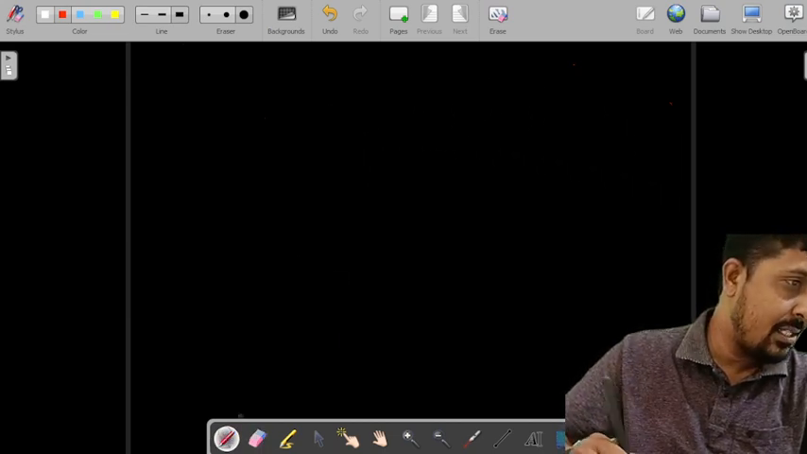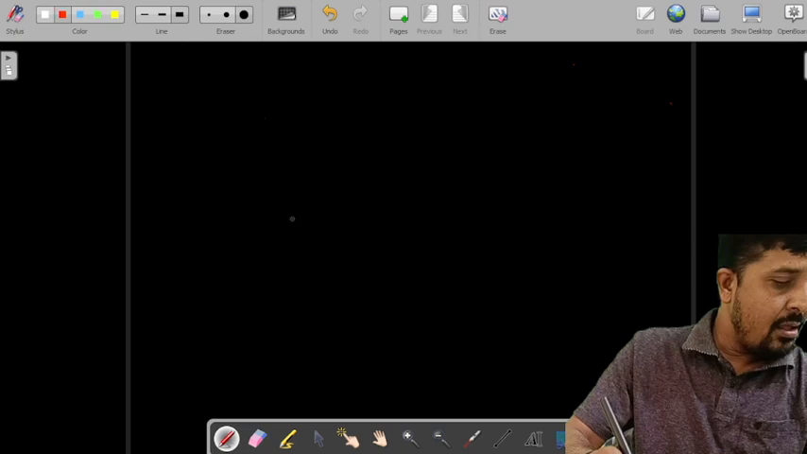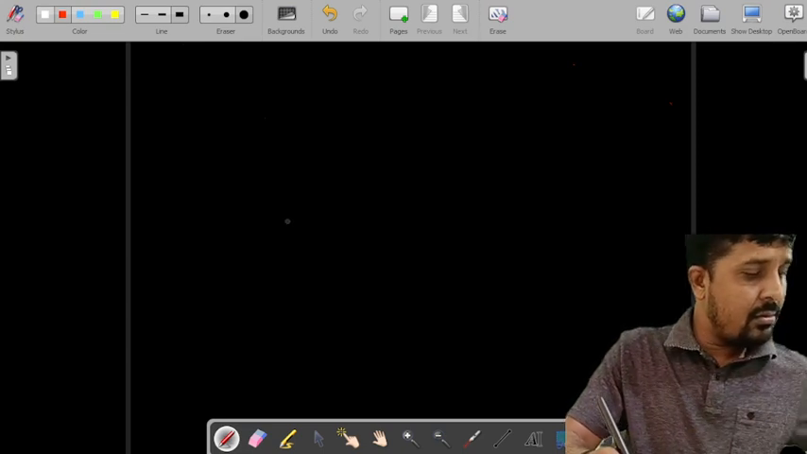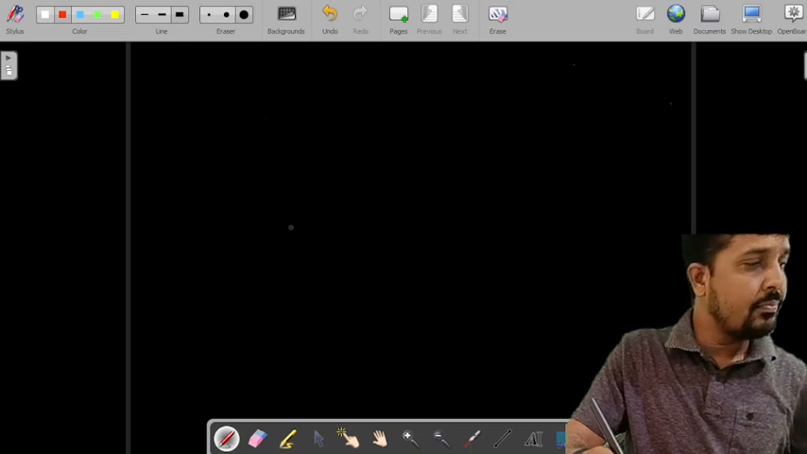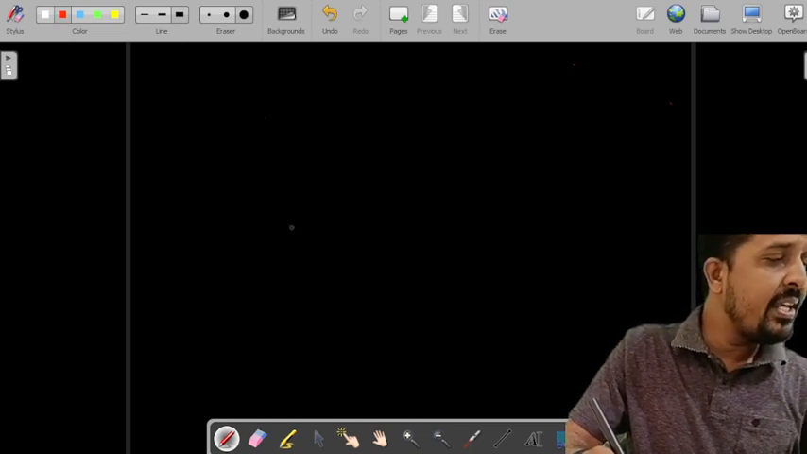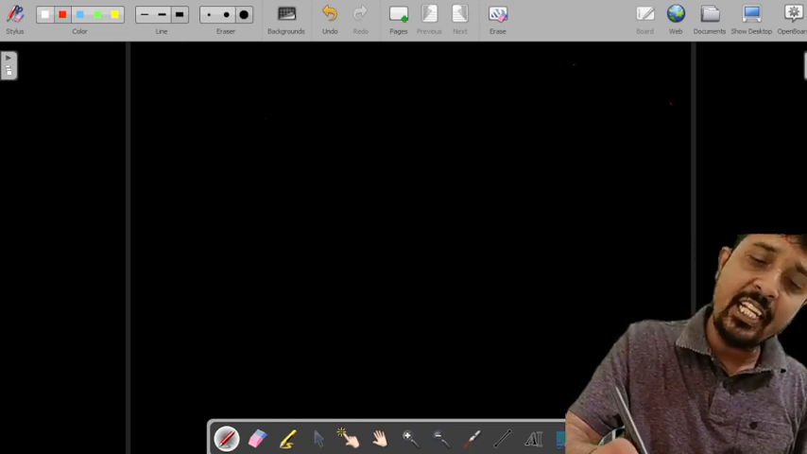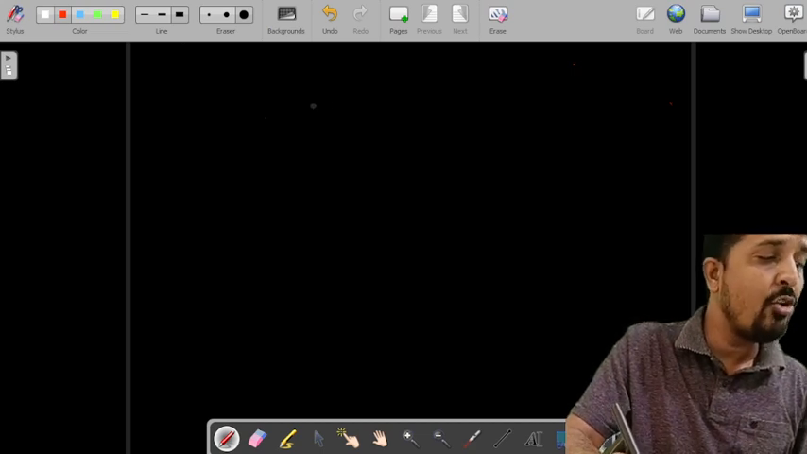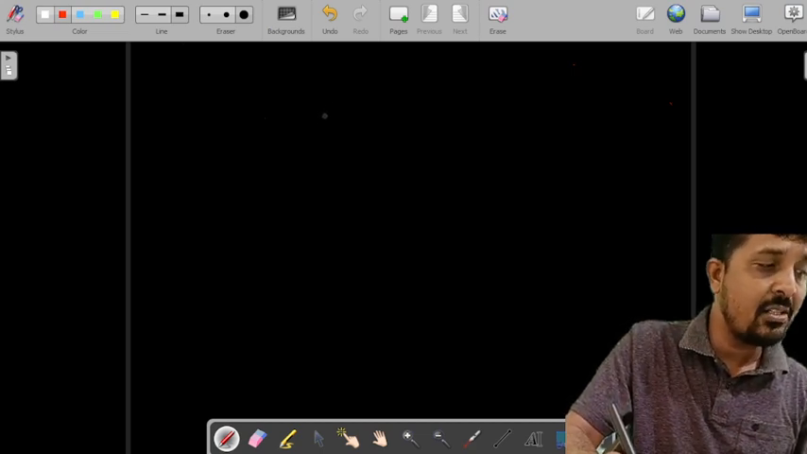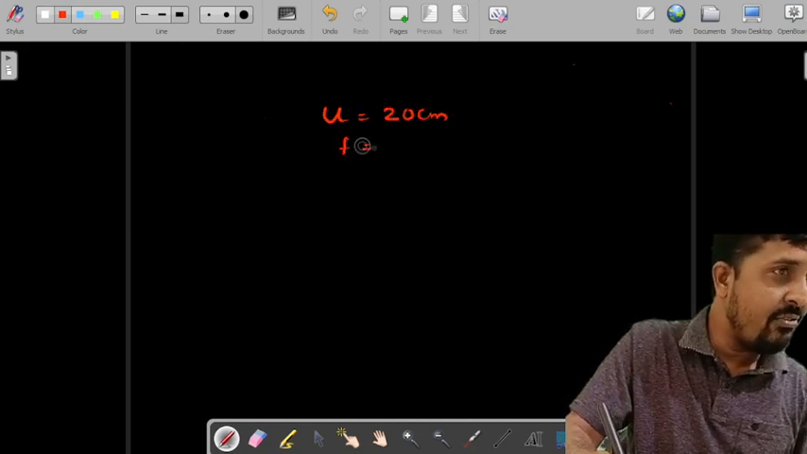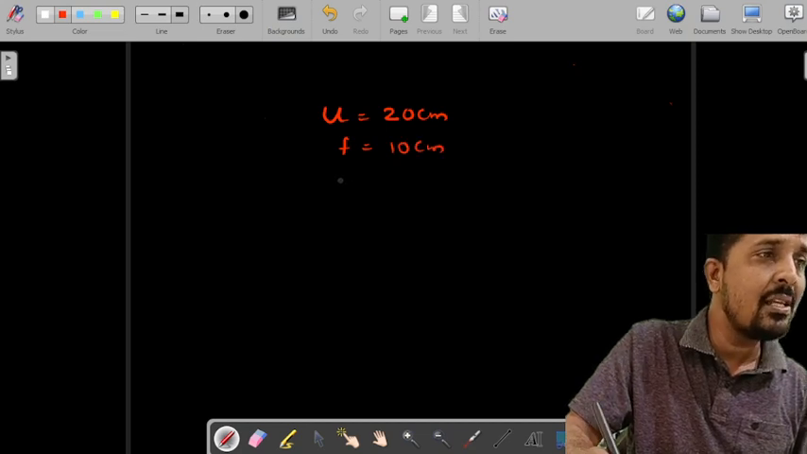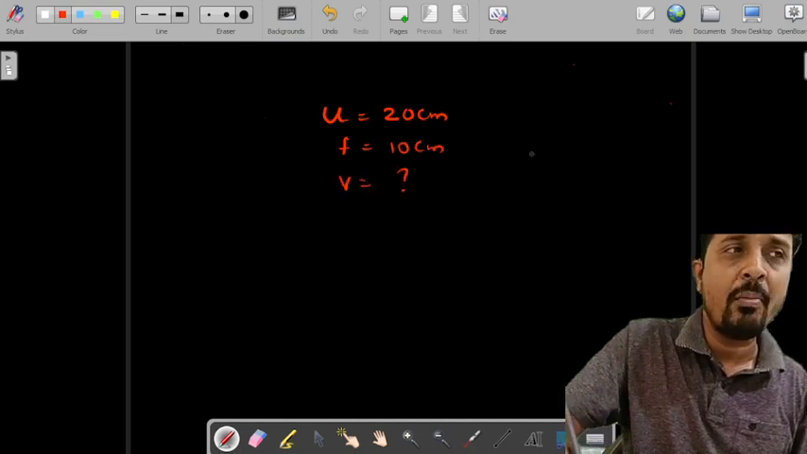And next question. A burning candle is placed at 20 centimeters in front of a concave mirror of focal length 10 centimeters. So u is given as 20 centimeters and f is 10 centimeters. Then where is the image going to be formed? Try to guess.